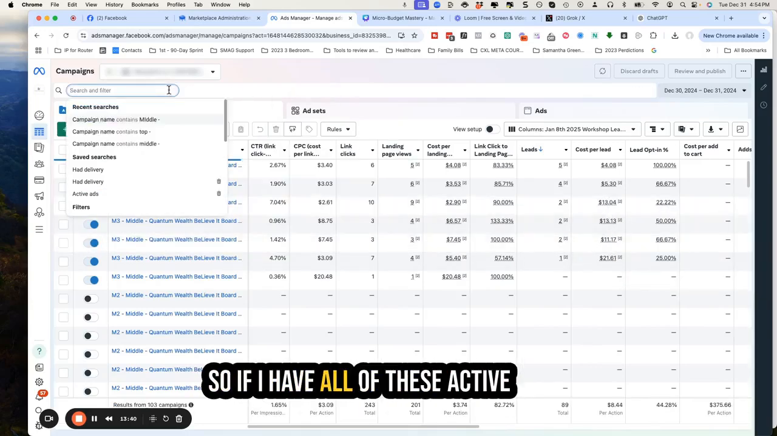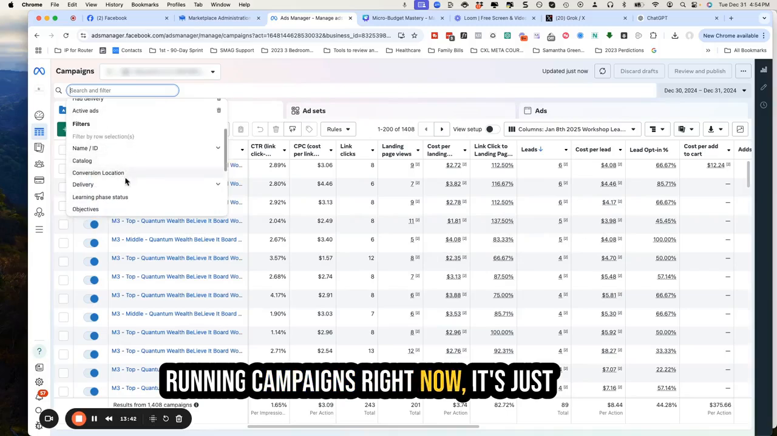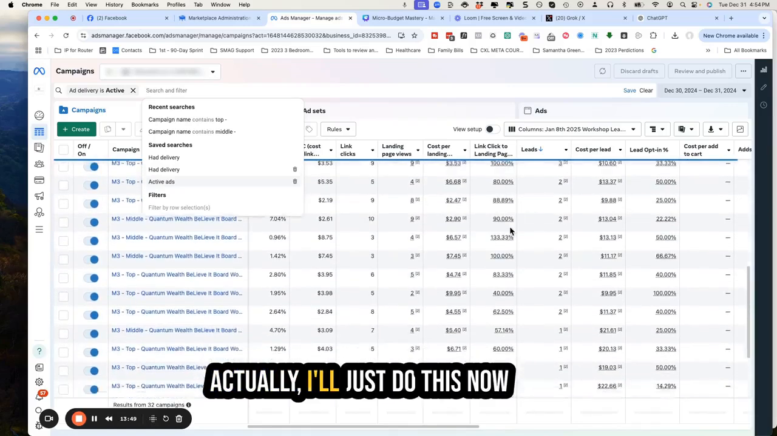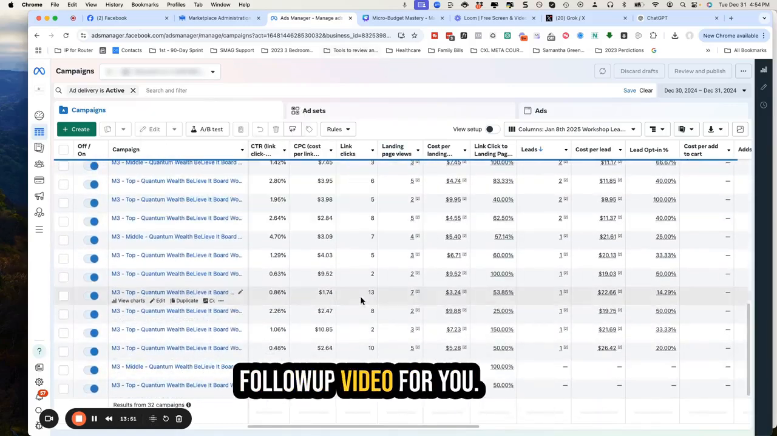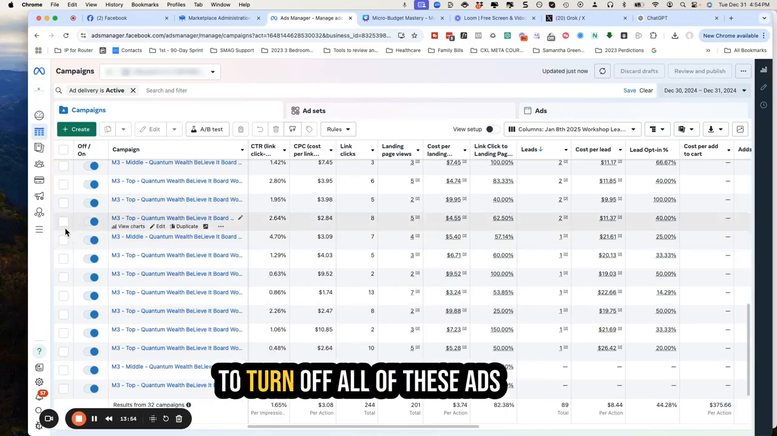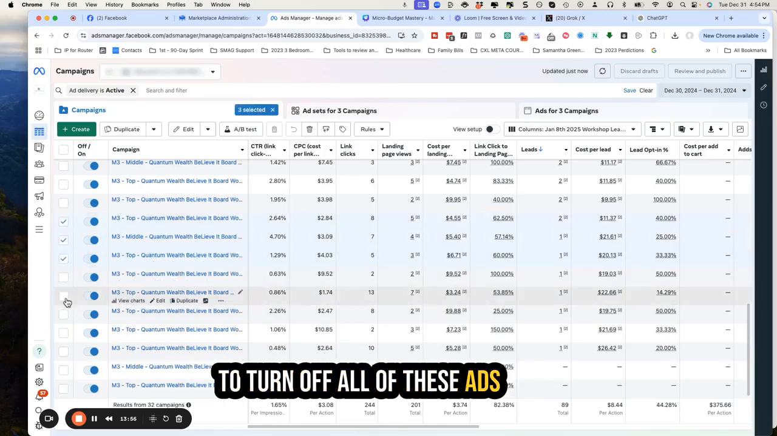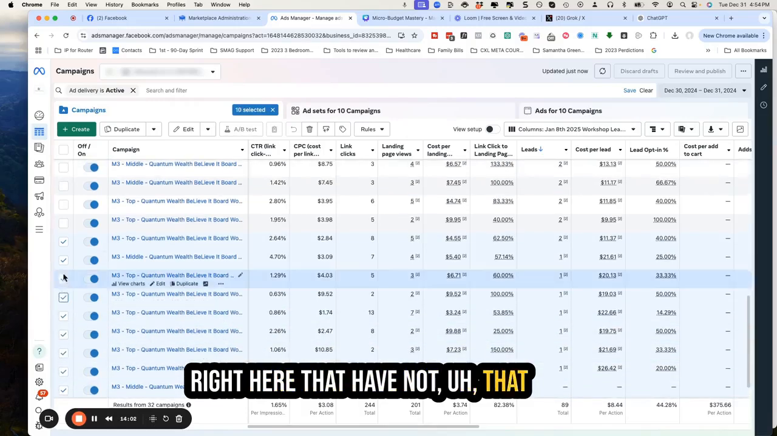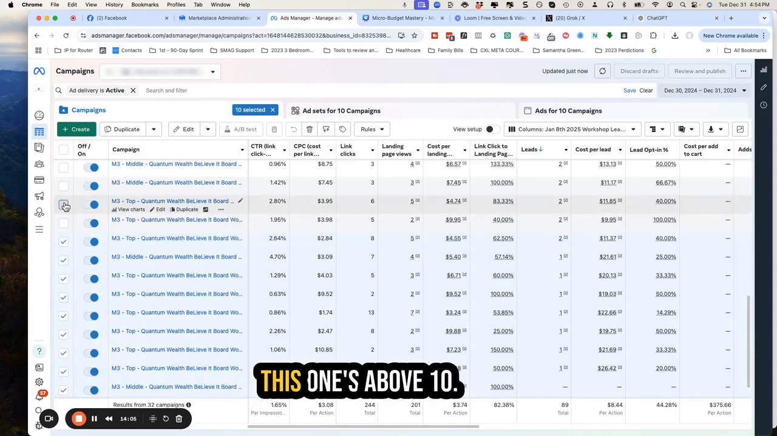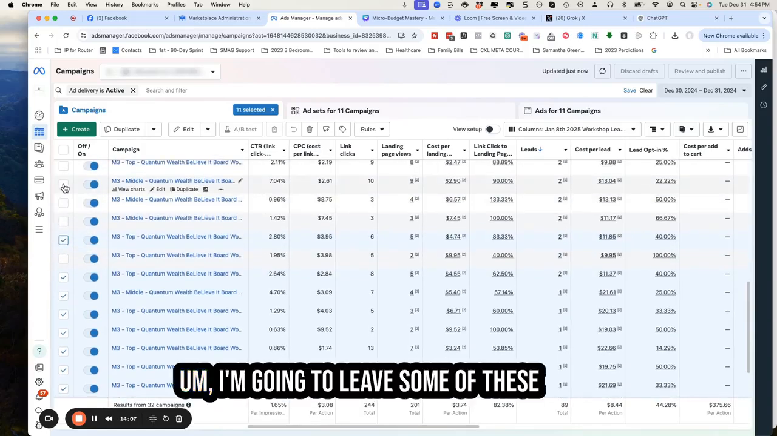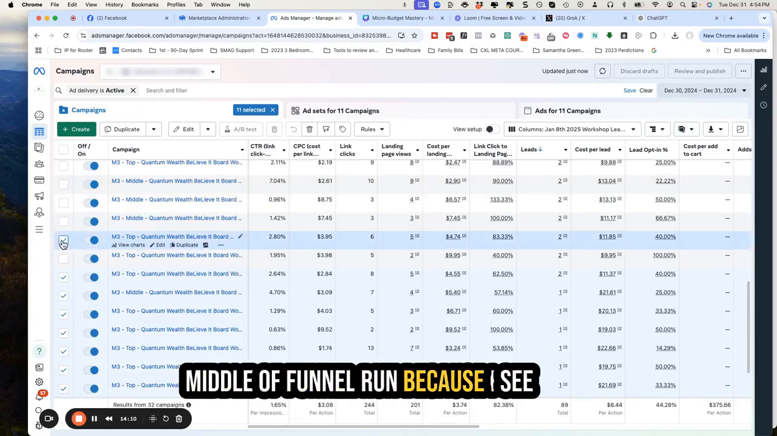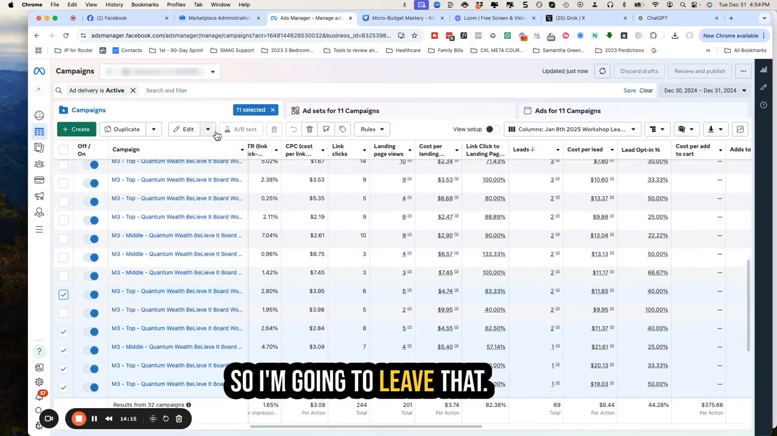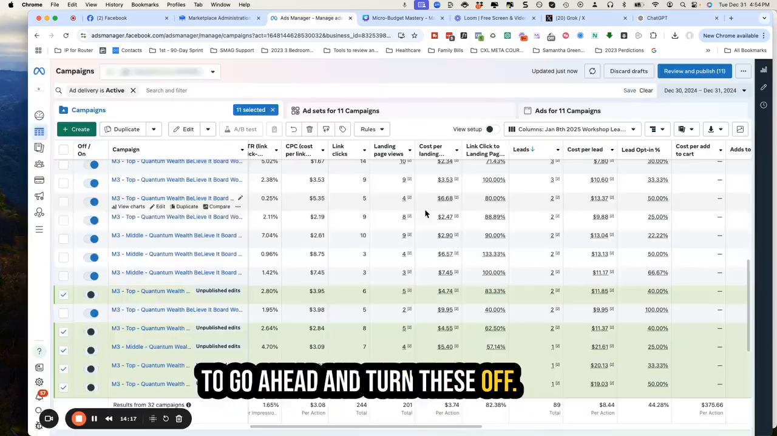So if I have all of these active running campaigns right now, let's filter by delivery, active delivery. Actually, I'll just do this now and I'll have a recorded follow-up video for you. So I'm going to turn off all of these ads right here that are above $10. This one's above 10. I'm going to leave some of the middle of funnel running. I see sometimes with middle of funnel the lead cost will drop just a little bit. So I'm going to leave that. All I'm going to do is turn these off.